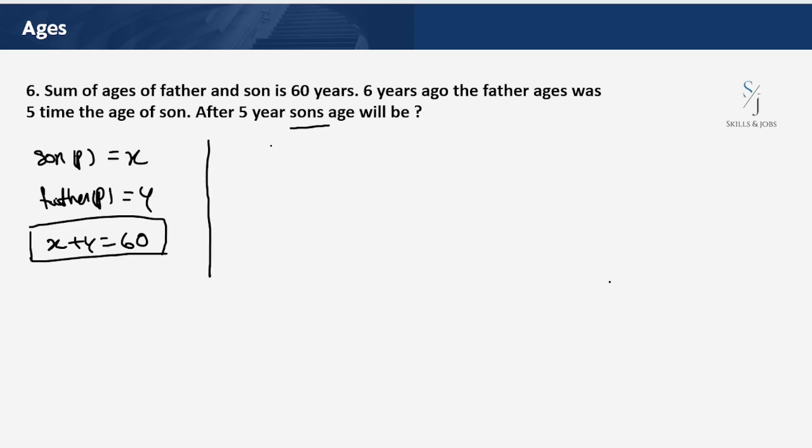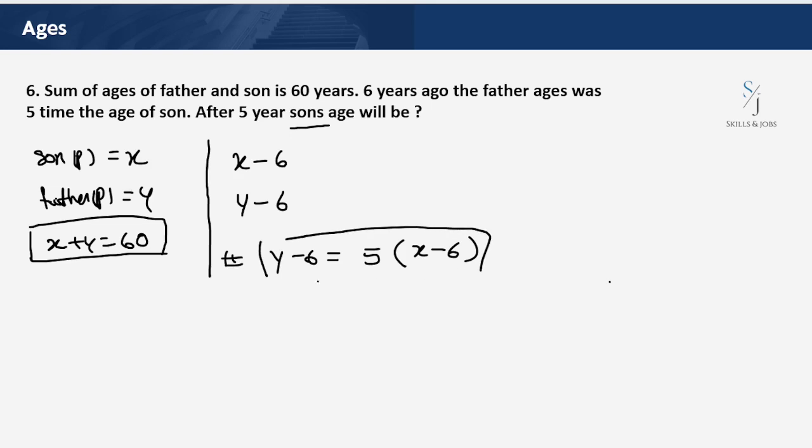Now 6 years ago, what is going to be the father's age? y minus 6. And what is going to be the son's age? x minus 6. Okay, read the second part of the question again. 6 years ago, the father's age was 5 times the age of son. So we can derive the equation from here. Father's age, that is y minus 6, is equal to 5 times the son's age. It is x minus 6. Okay, so this is the second equation that we have derived from the second part of the question.